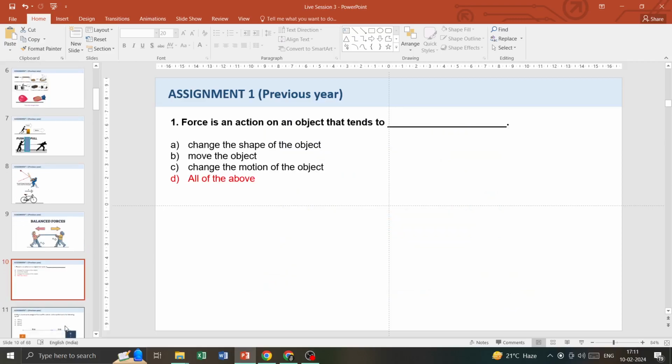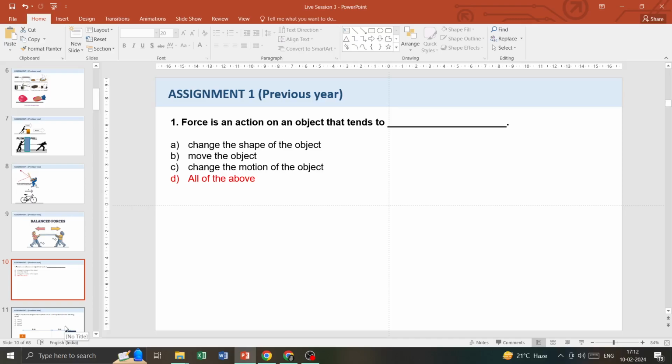So our answer was that force is an action on an object that tends to change the shape of the object. Yes, it tends to change the shape of the object. It moves the object. Yes, it moves the object, as we saw in the example of pushing and pulling a box. It changes the motion of the object.